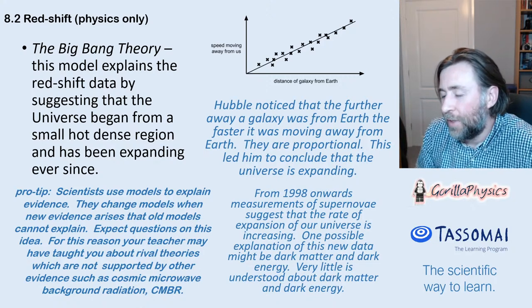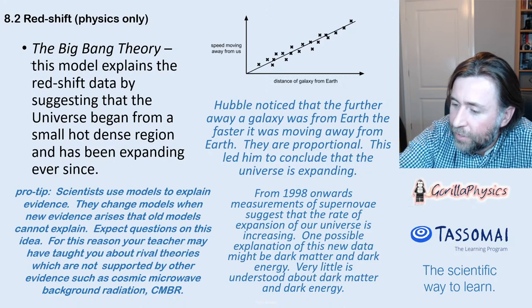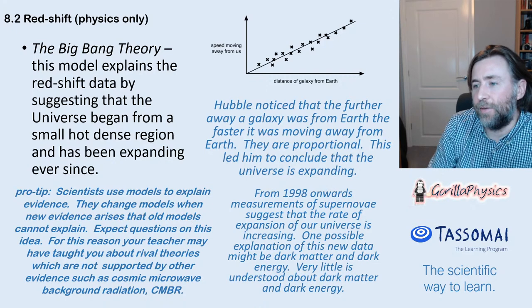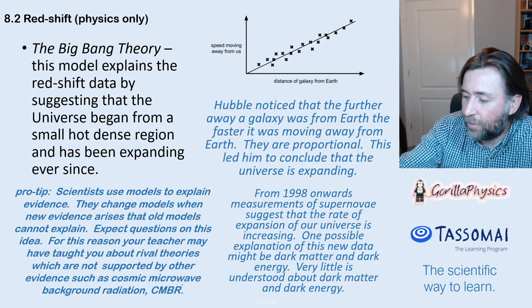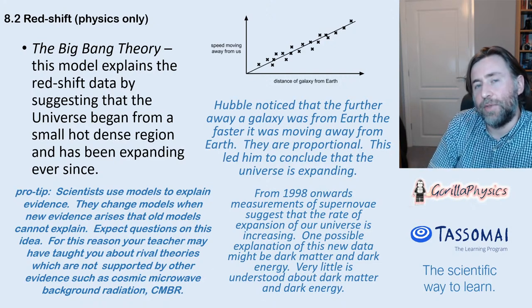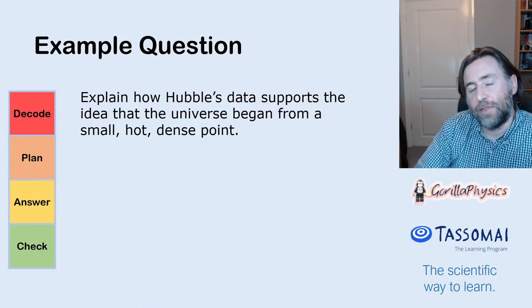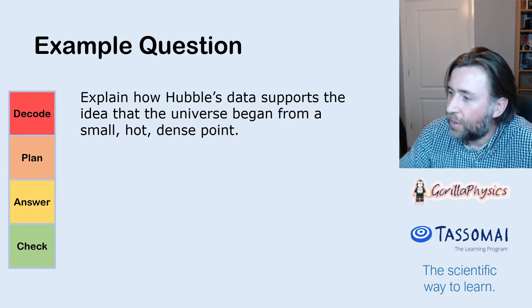We're talking about dark matter in distant galaxies here. And really quickly as well, scientists use models to explain evidence, right? The Big Bang Theory is the model that really nicely explains Hubble's data. Now, there are other bits of data that make that more convincing, such as the CMBR, the Cosmic Microwave Background Radiation. And it isn't mentioned by name, but it's well worth knowing this, because we have two really strong bits of evidence that point to the same theory. And when you have two strong bits of evidence that point to the same theory, then that is a strong theory.